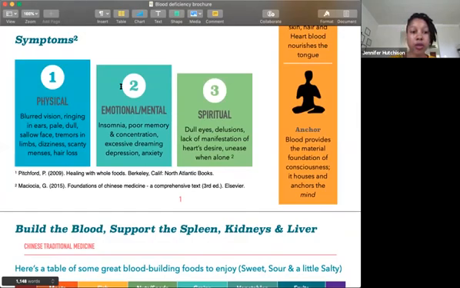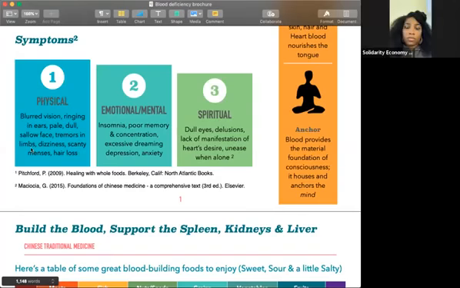Symptoms such as blurred vision, ringing in the ears, pale and dull, sallow face, tremors in the limbs. So tremors meaning also tingling or numbness in the limbs or hands. That can be a physical symptom of blood deficiency. Scanty menses, so not bleeding a lot. You're holding on to the blood, so you don't have enough blood to actually bleed during the menstrual cycle with a normal amount. That was something I had a big issue with.